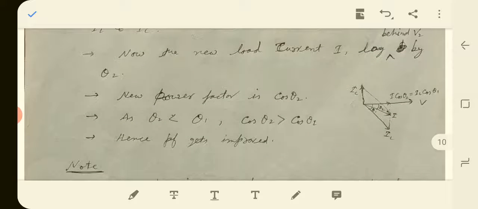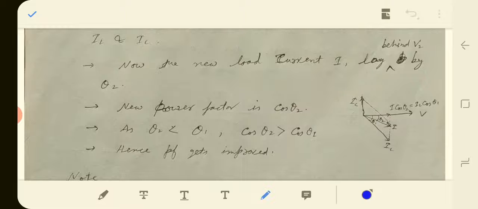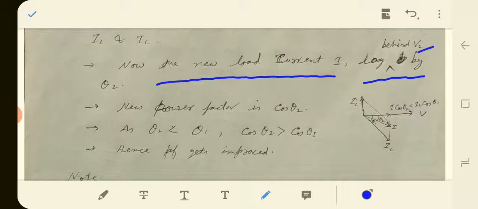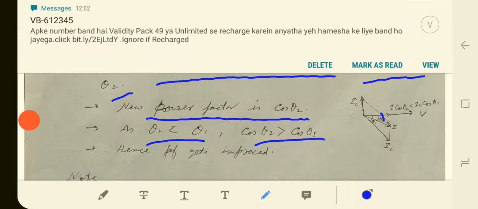Now the new load current I lags behind the voltage by an angle phi 2. This is phi 2 that we have shown in the figure, and we can see that phi 2 is less than phi 1. Now the power factor is cos phi 2, and as phi 2 is less than phi 1, cos phi 2 will be greater than cos phi 1.